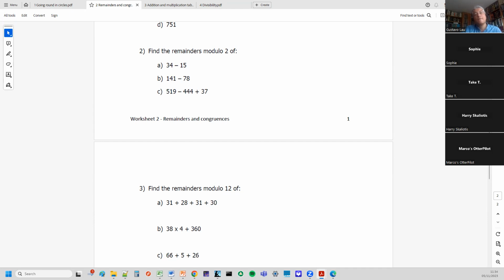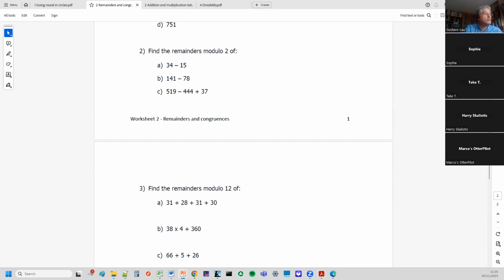Sophie, the last one. 6, because 60 is a multiple of 12. There's a remainder. So 6 plus 5 plus 2 is 13. So then you get the remainder of 1. Correct. Okay.